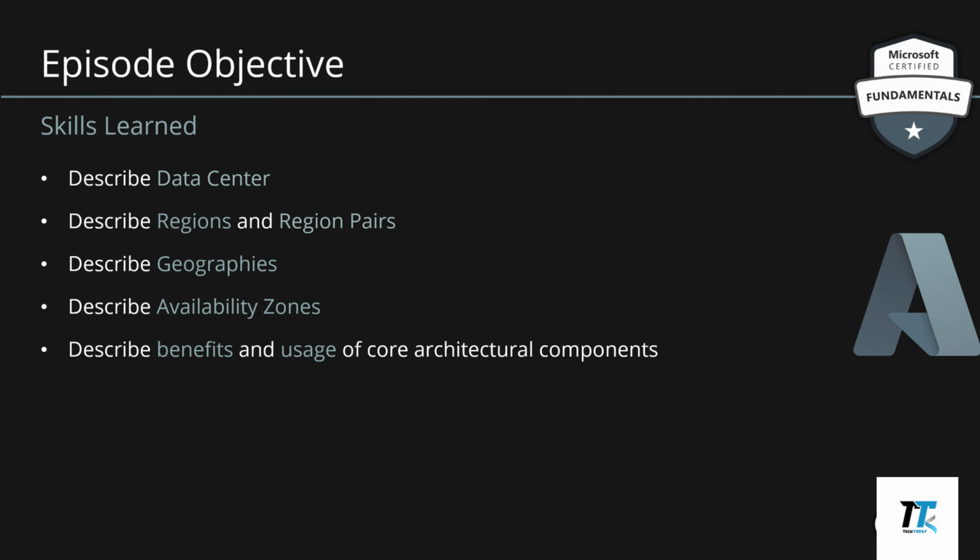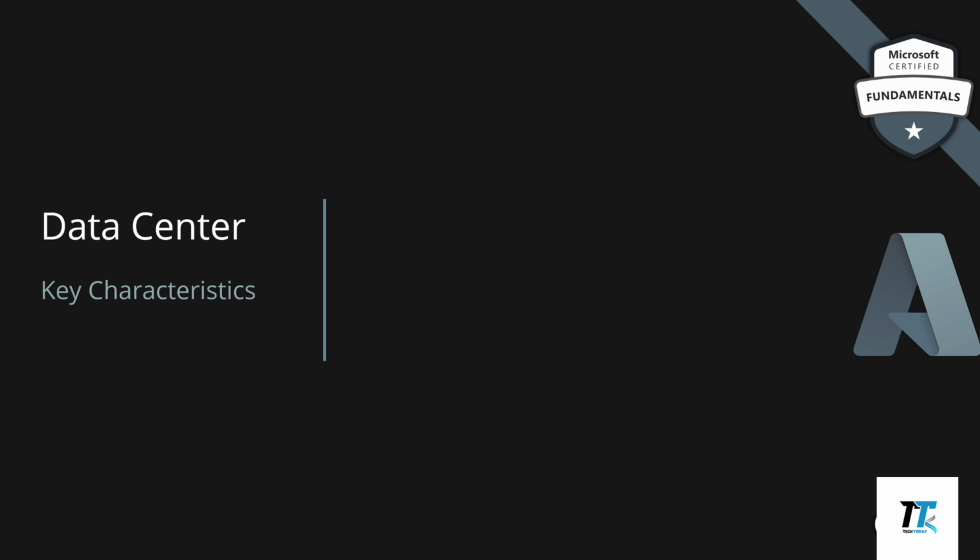So what is tested during the exam? In case of episode 7, we will be learning about data center regions, geographies, availability zones, and benefits, and the usage of those core architectural components. This is what is tested during the exam. You should be able to describe those components, but also describe the benefits and how they should be used within your applications. So let me start with data center.